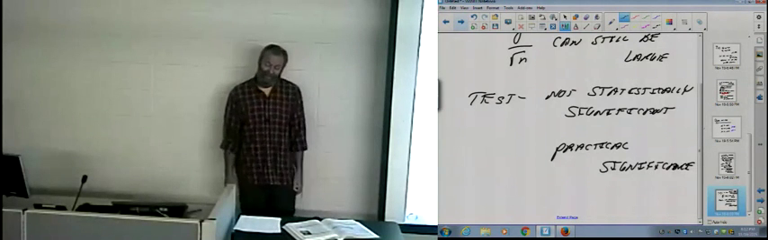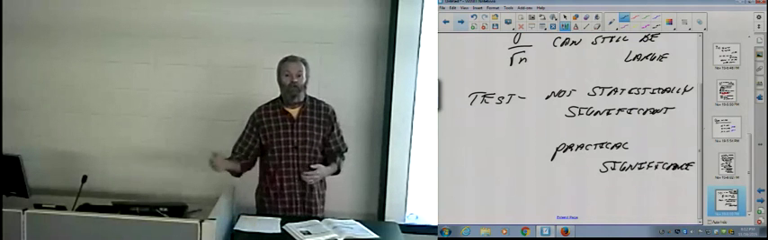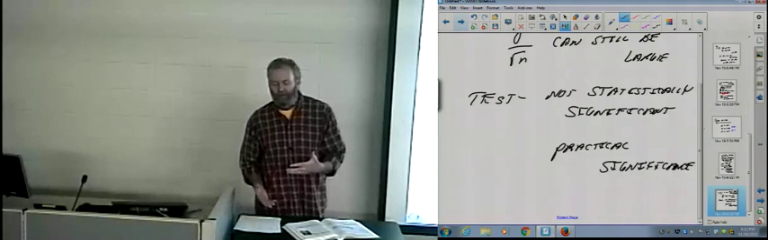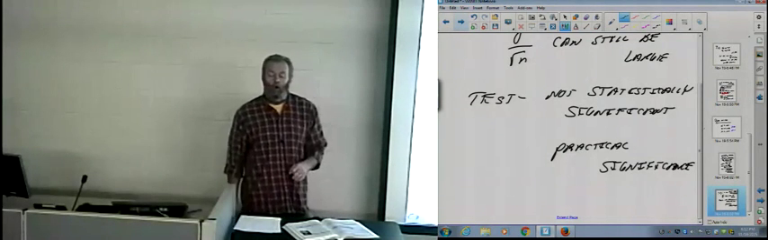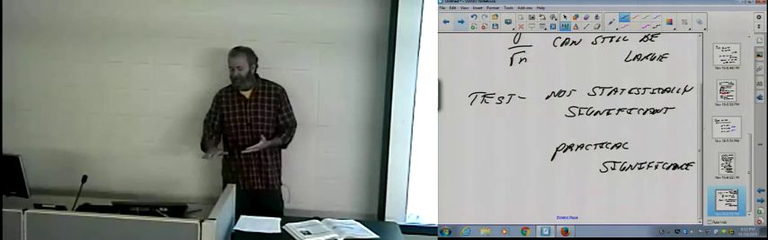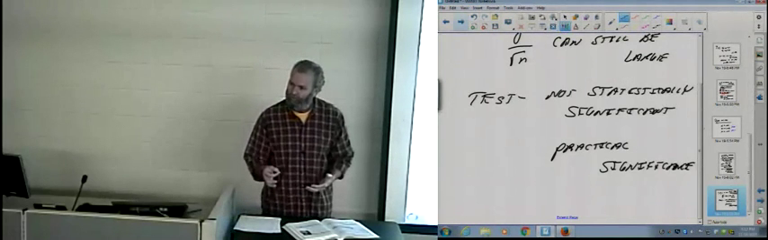So the sample size does play a role, right? When it's very small or very large, you get these little problems. The test will either come back and tell you it's statistically significant, but there's no practical significance, that's the large one. Or the test will come back and tell you no statistical significance, but there is a practical significance. That's where the sample size is very small. Okay?